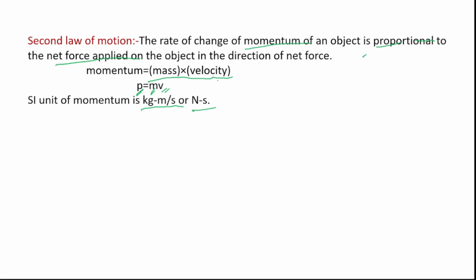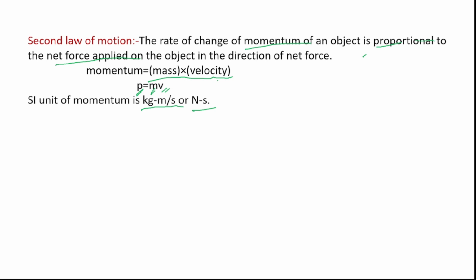So by this we can say that momentum depends on two factors, that is mass and velocity. In case 1, where I said firing a bullet, velocity was more, so momentum was also more. In the second case, mass was more, so momentum was high.